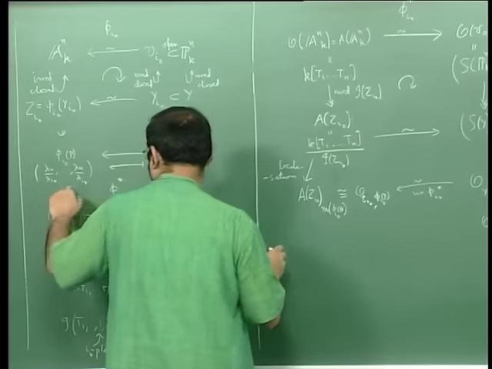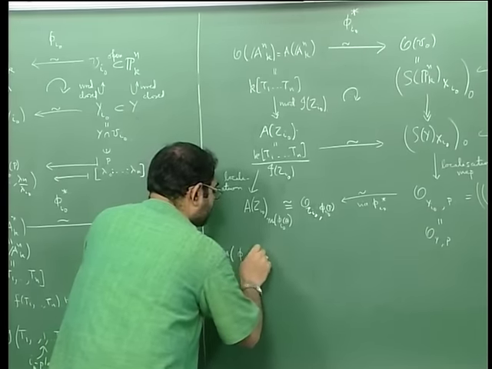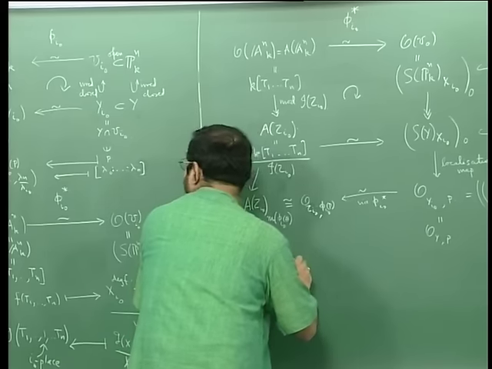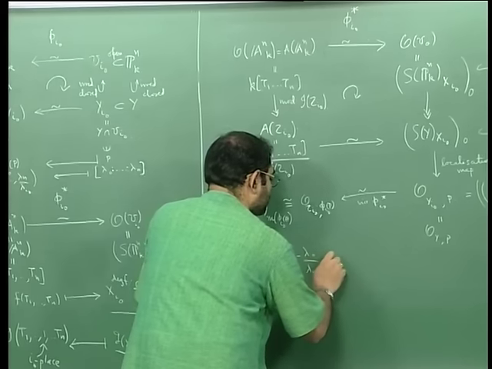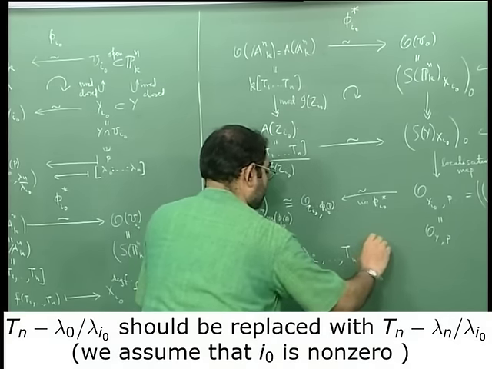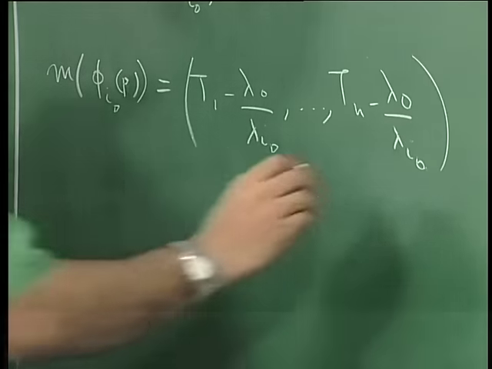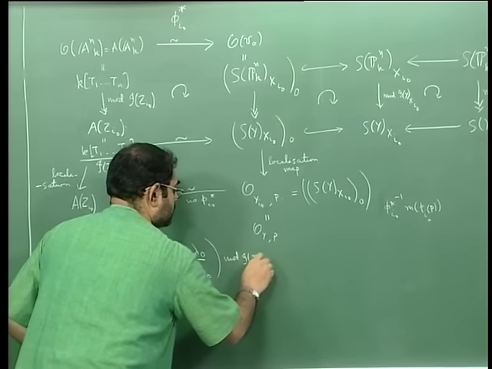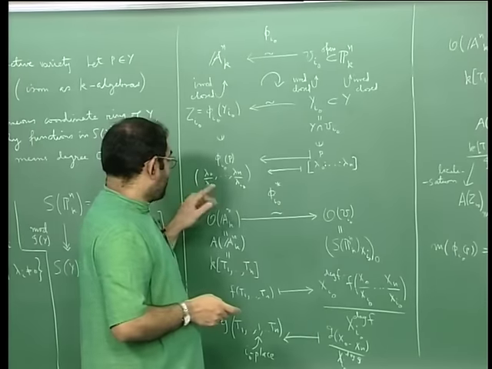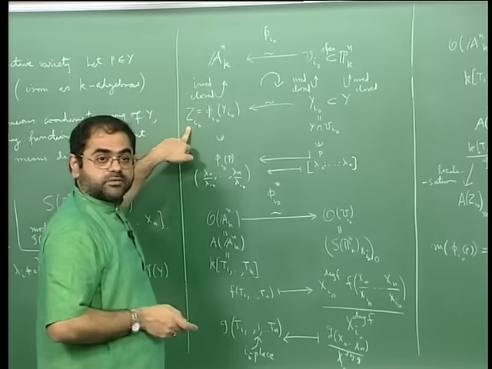Therefore, if you look at this calculation, you will see that the maximal ideal corresponding to this point, phi_i0 of P, is going to be just t_1 minus lambda_0 by lambda_i0 and so on, t_n minus lambda_n by lambda_i0. Of course, I omit lambda_i0 by lambda_i0. It is this ideal mod the ideal of Z_i0. The maximal ideal of this point is just the maximal ideal of this point in the affine space modulo this ideal of Z_i0.